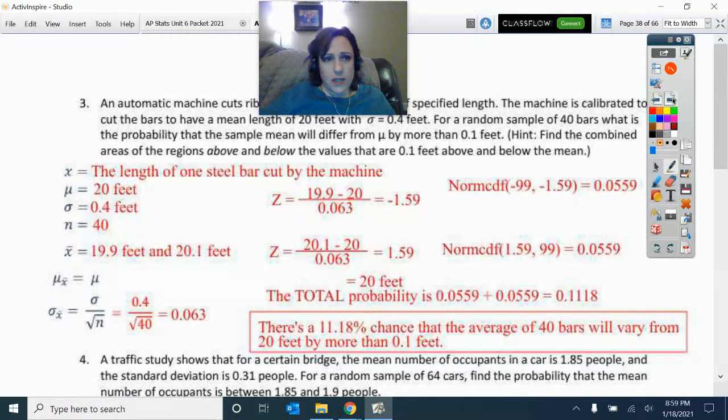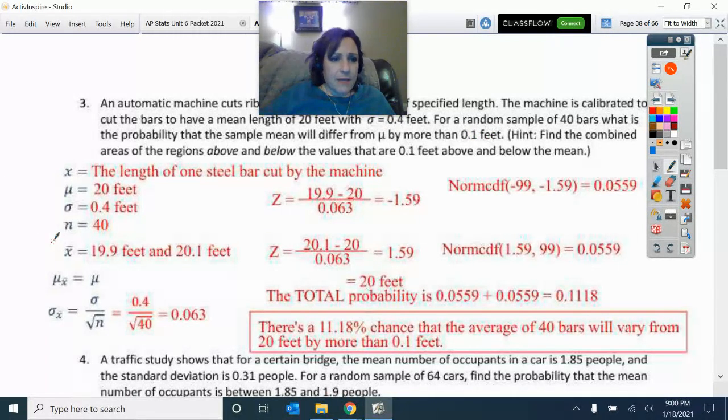So here was the machine cutting the steel bars. We wanted to cut them to 20 feet in length. And so we took a sample of 40 and we wanted to not differ from the mean by more than 0.1 feet.